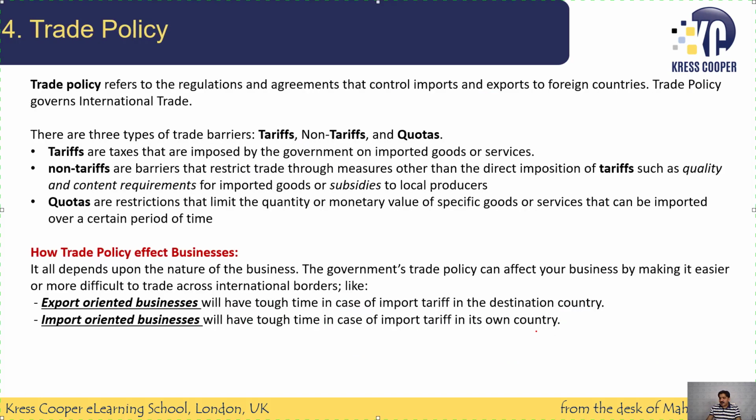Trade policy. Our fourth point is trade policy. Trade policy refers to the regulations and agreements that control import and export to foreign countries. It means trade policy governs international trade. There are three different trade barriers across the border. One is the tariff, second is non-tariff barriers, and third is the quota. Tariff means a tax imposed by the government on imported goods, like you can see in the situation nowadays between China and America.